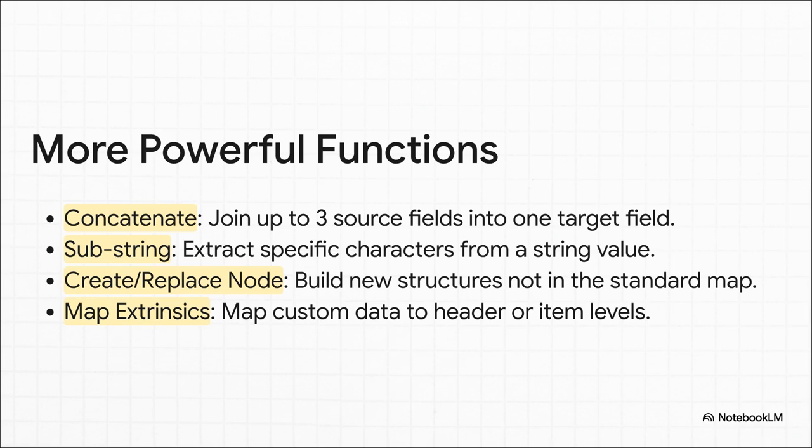And it goes way beyond the basics. There are more powerful functions for really complex stuff. Concatenate, for example, lets you join separate fields, like taking a first name field and a last name field and smushing them together into one full name field. Substring is cool. It lets you pull out just a specific piece of a longer string of text, say grabbing a 3-digit code from the middle of a long product ID. And then you have really powerful stuff like create node or map extrinsics, which means you can actually build entirely new data elements that didn't even exist in the original source. It gives you like total control over the final output.